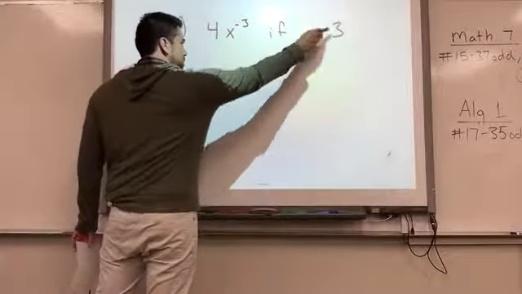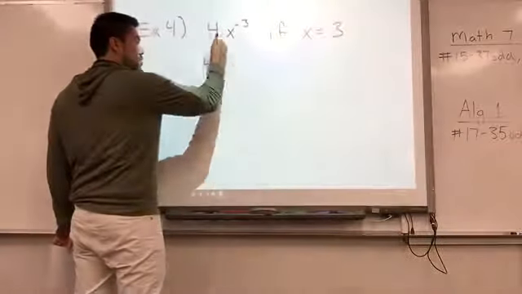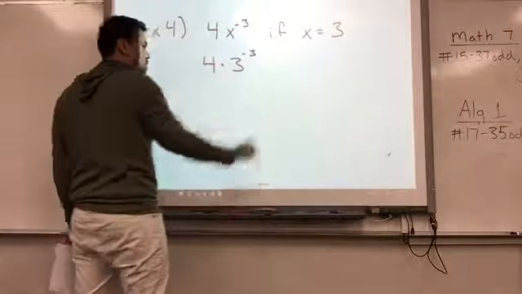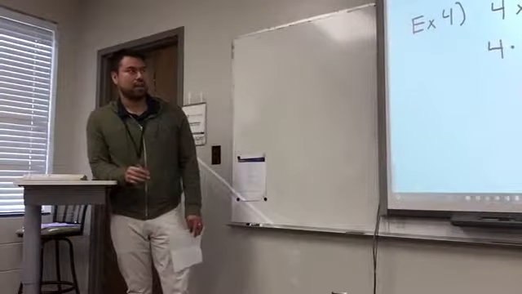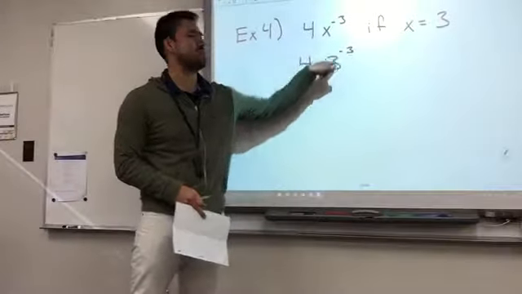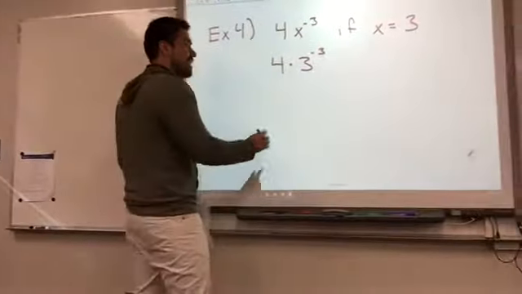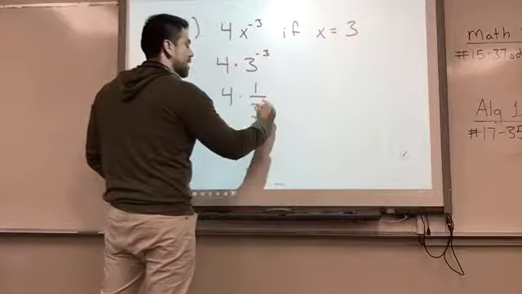Okay, so I'm going to do this. Instead of x, what should I put in? 3. So I'm going to do 4 times, right? These were being multiplied, times 3 to the negative third. You guys see what I did? I just put in x and replace it with 3. Okay, so now you're like, what do I do? Well, what is this worth? 1 over 3 to the third. Very nice. So it's 4 times 1 over 3 to the positive third, right?